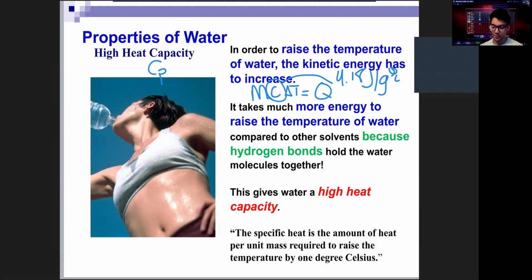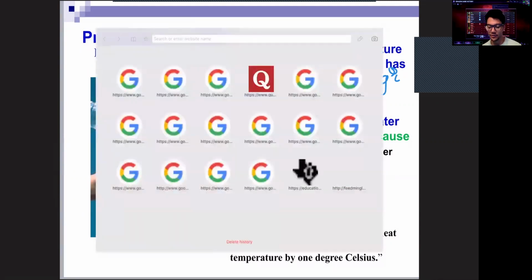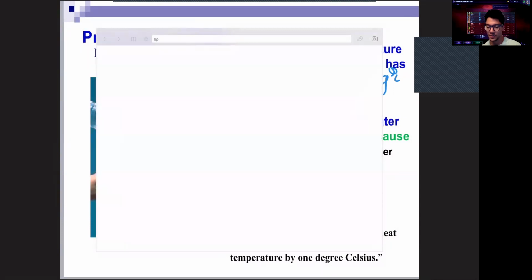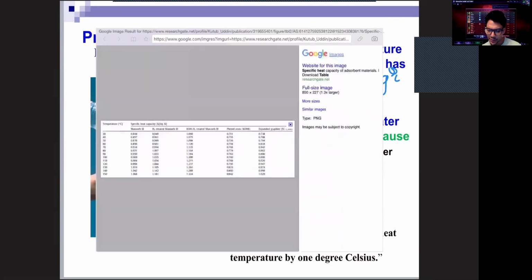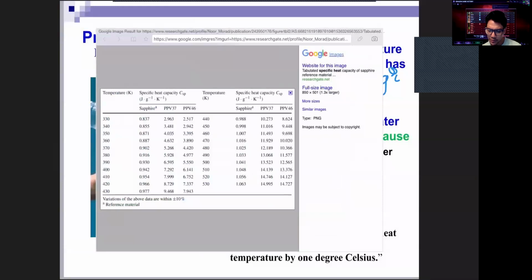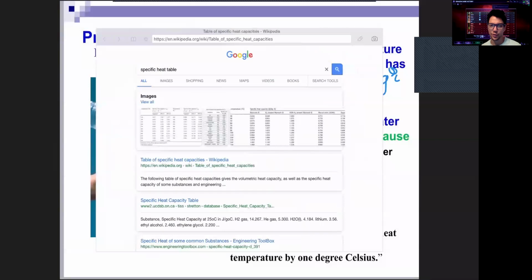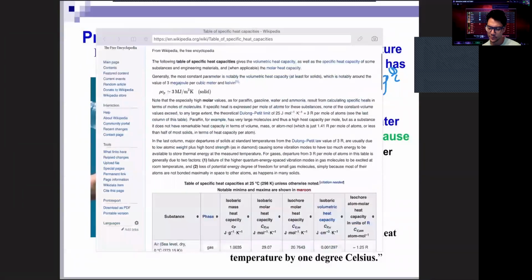If you look at some of these other ones real quick, let me see if I can pull up the browser and look up some specific heats. I can't help myself. Specific heat tables. It's not helpful. Those are just a bunch of weird solutions. Just go to the good old Wikipedia here. Hey, here we go.